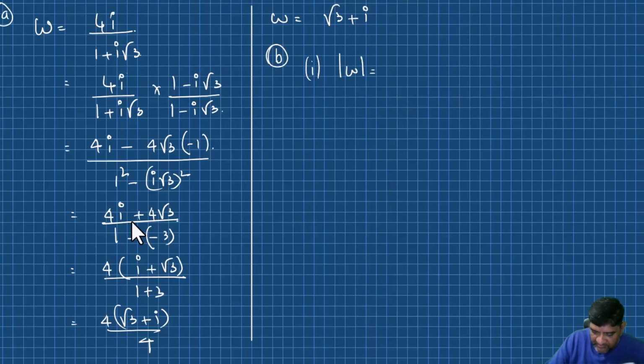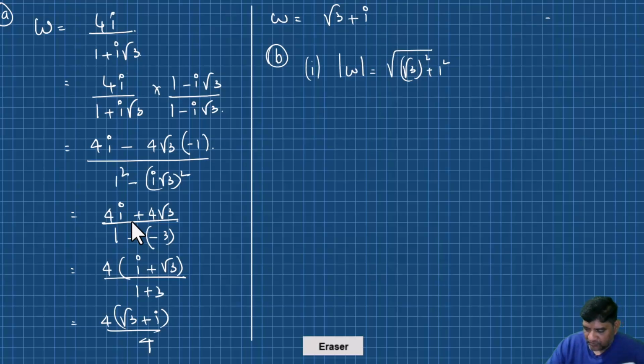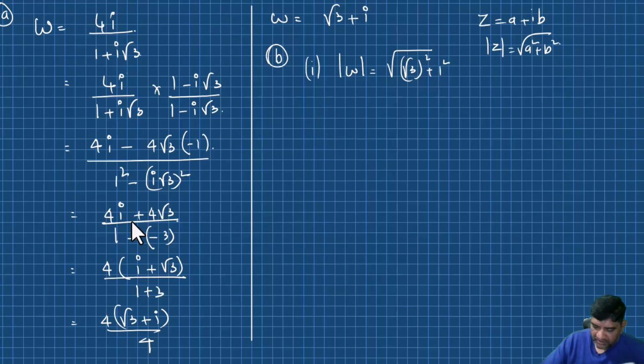The modulus of W is nothing but root of root 3 the whole square plus 1 square. If I have the complex number, let's say Z as equal to a plus ib, then the modulus of that is simply root of a square plus b square. Now this is equal to root of 3 plus 1, which is root 4, and that's simply a 2. That's your mod. What's the argument?